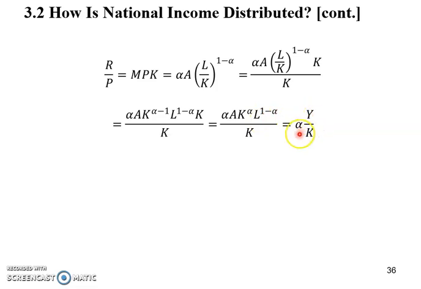So finally we get real rental price equals alpha times capital productivity. This is a capital productivity because it would be the number of units of output produced by 1 unit of capital. So this is a capital productivity.